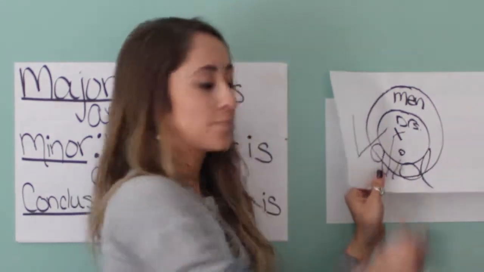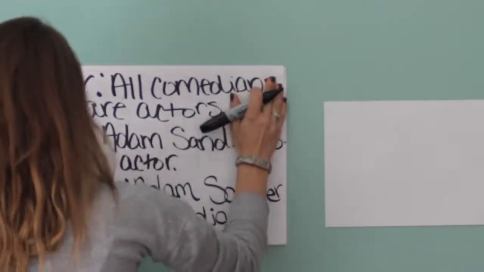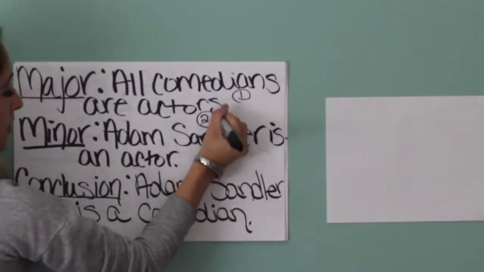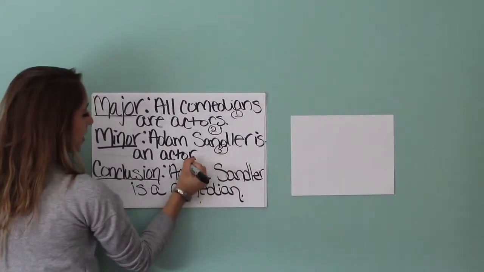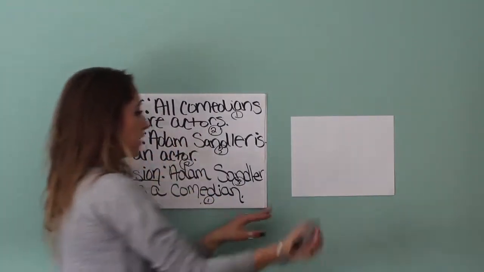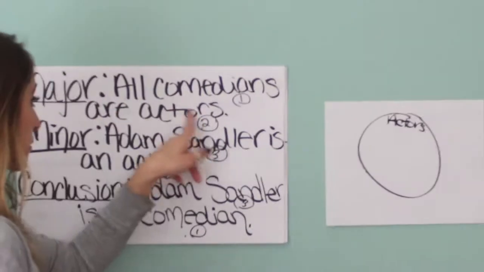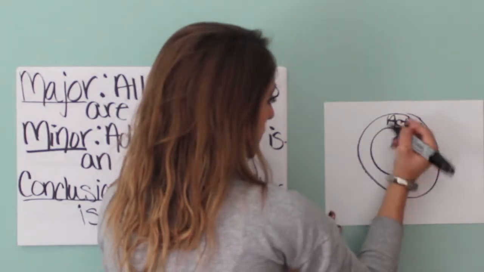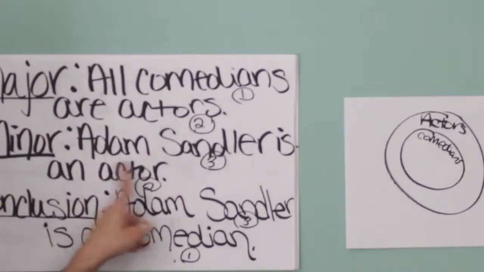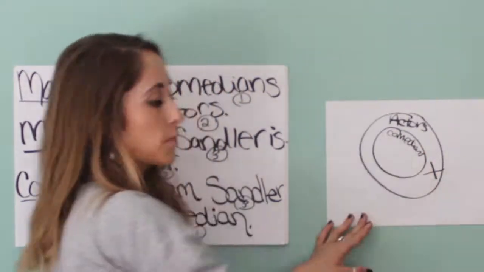Let's look at one more example. The major premise is all comedians are actors. Adam Sandler is an actor. Adam Sandler is a comedian. So we're going to start with 2, actors. All comedians are actors. Adam Sandler is an actor, so his X is going to go into the actor space, not the comedian space.